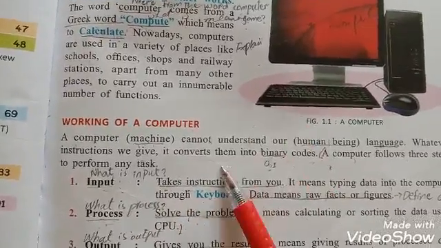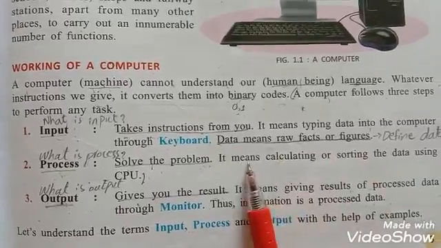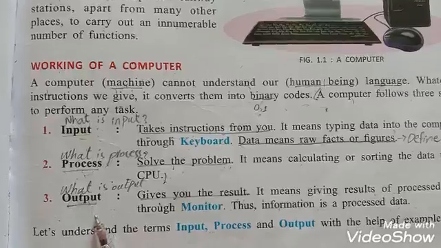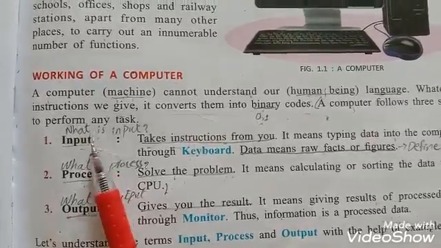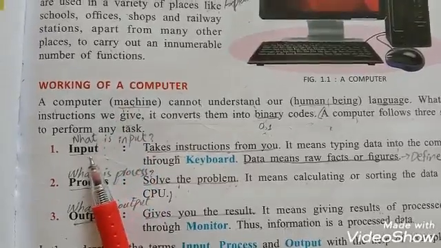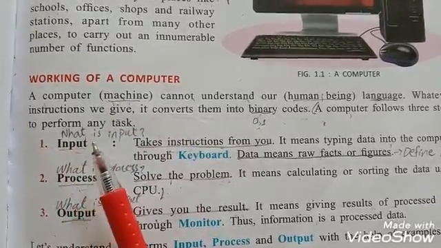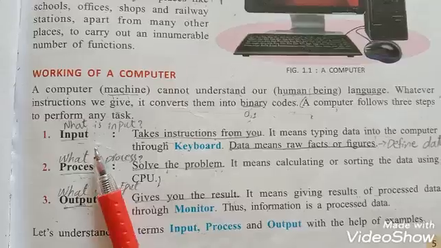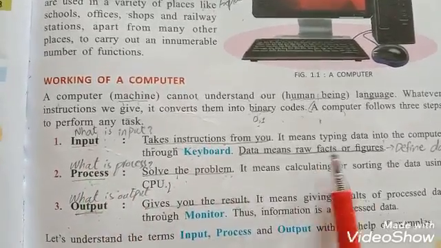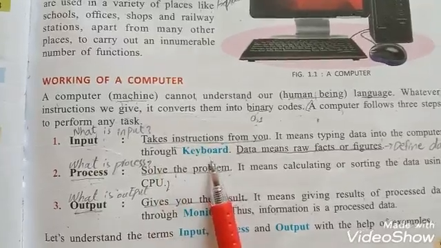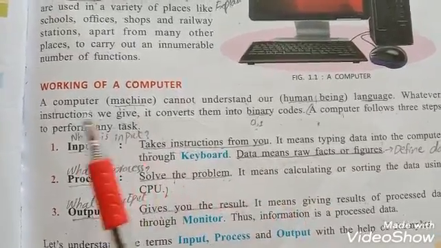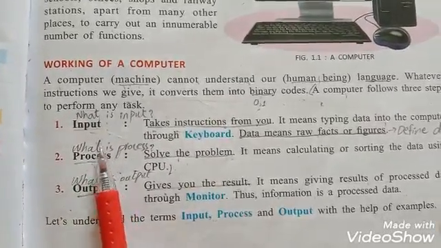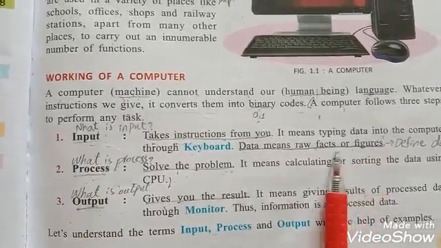And to perform these instructions, every computer follows 3 steps. First one is input, second processing, third one is output. Input means anything given by the user, and it depends upon the requirements of the user. It means typing data into the computer through the keyboard. Data means raw facts and figures, and raw facts and figures mean the unprocessed form of data.